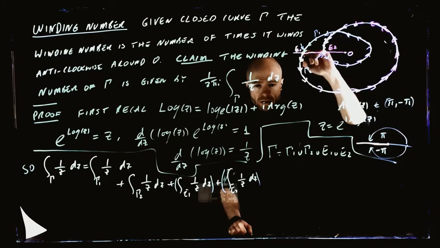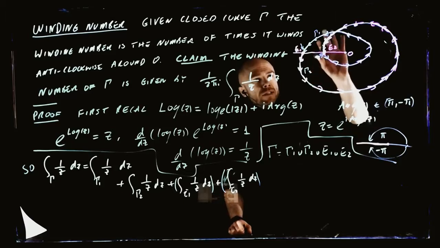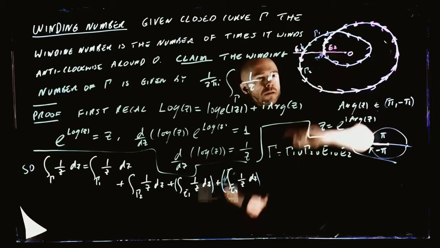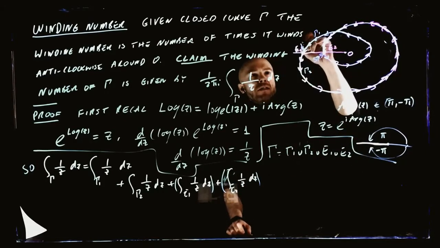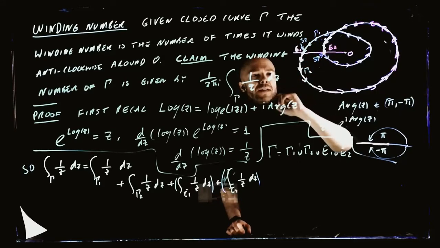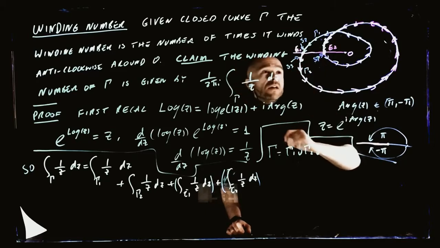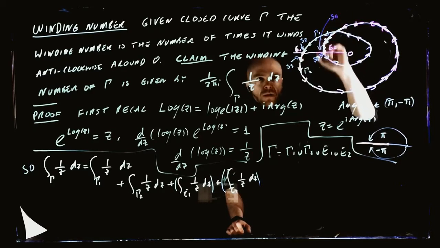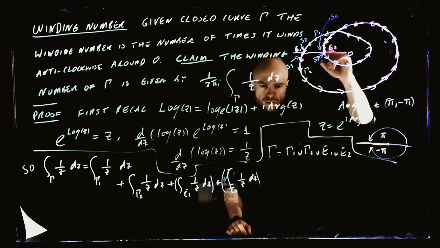Started here, and it ended here. Let's call the complex number where it starts S1, and where it ends S2. Then gamma 2 starts somewhere here. Where it starts is S3, and where it ends is S4 over here. S2 and S3 are very close together, and S4 and S1 are very close together.